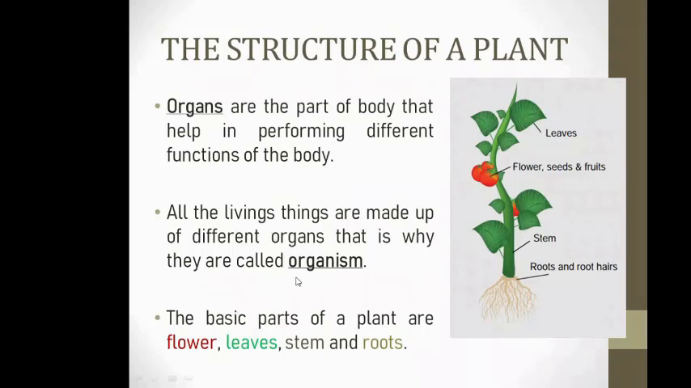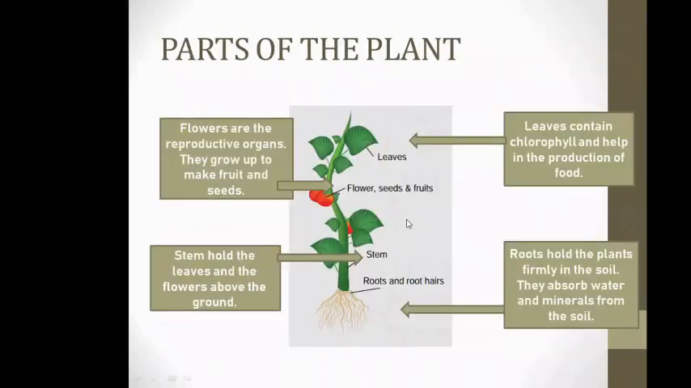The four basic parts of the plants are the flowers, leaves, stems, and roots. Plants are quite simpler as compared to humans. They have only four basic parts known as leaves, flowers, stems, and roots. This is a tomato plant, and you can consider these tomatoes as flowers. The first and most important part of the plant is the leaves.